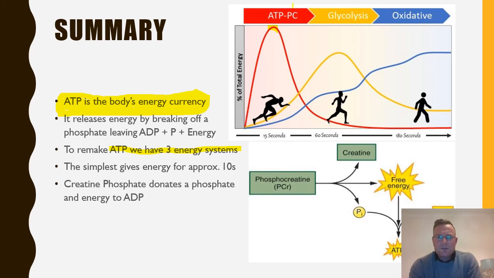So we've just looked at this very simple ATP PC system, which gives energy for roughly 10 seconds, and it's associated with that sort of maximal intensity exercise. And it involves the creatine phosphate donating a phosphate and energy to ADP. So what I'd like you to do is have a go at writing out that equation. Just show on a piece of paper how that would look. Have a go at describing what that reaction is.